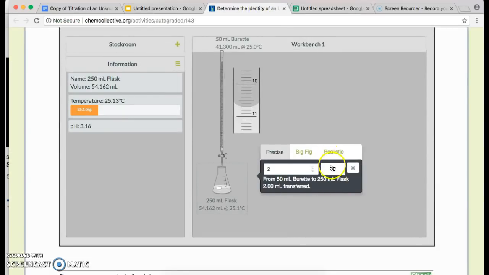All right, I'm going to add another 2 milliliter portion. I'm going to do this again. And now my pH is at 3.5.